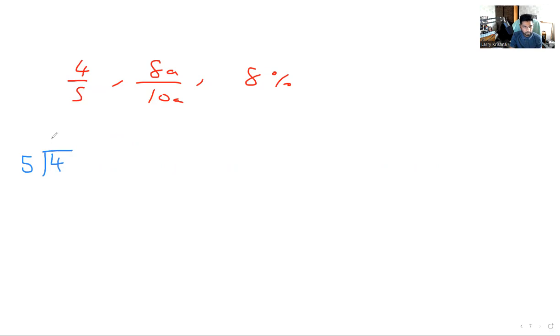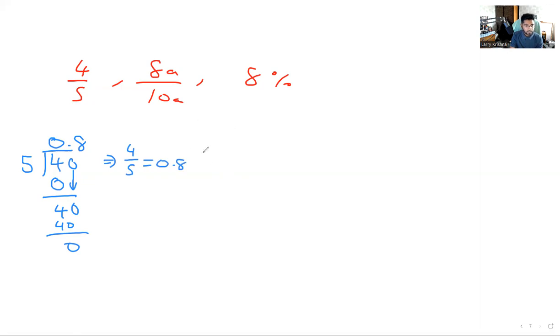5 into 4, 5 is too big, so we're going to put a 0 here. 0 times 5 is 0. Let's bring it down. 4 minus 0 is 4. Introduce a new 0, put a decimal point here. Bring down the 0. 5 into 40 is 8. 8 times 5 is 40. 40 minus 40 is 0. This ends the calculation. So 4 over 5 is actually going to be 0.8.